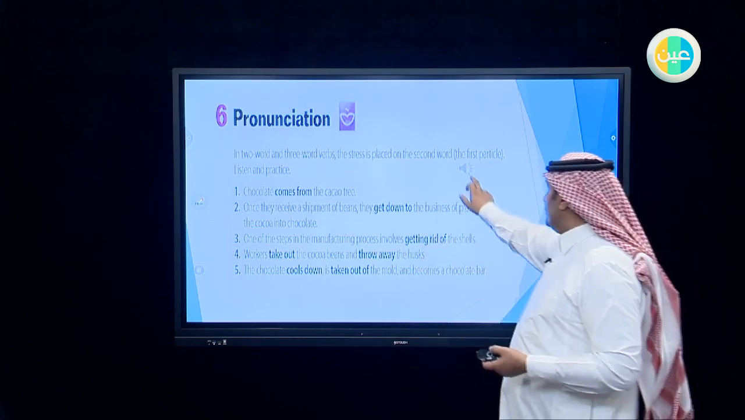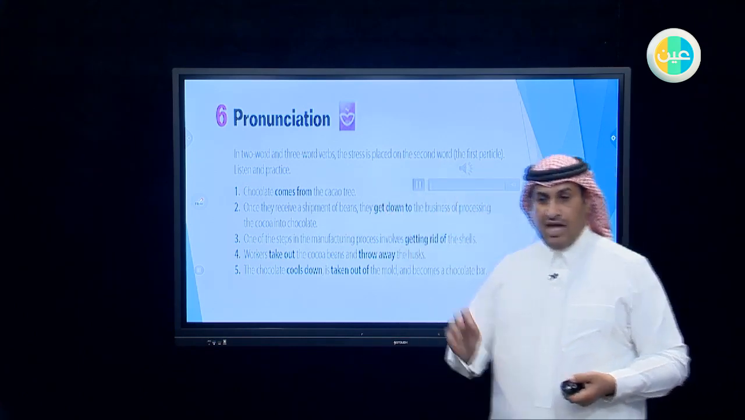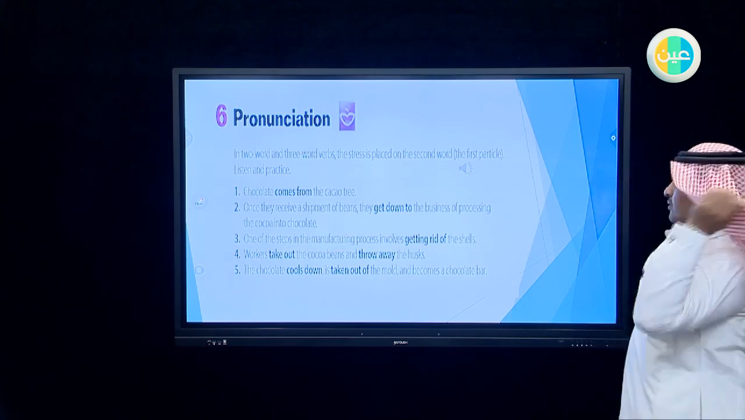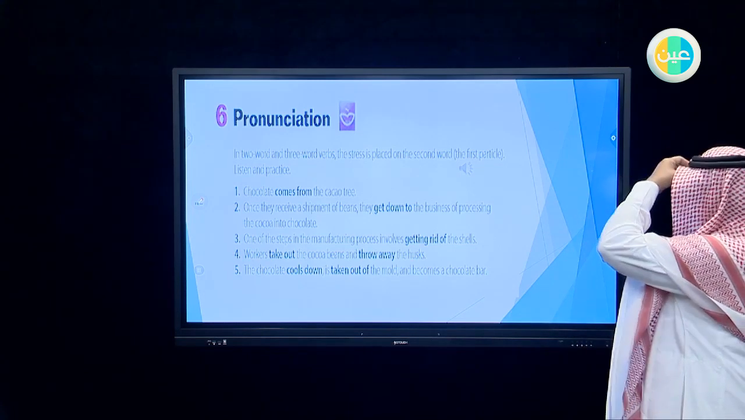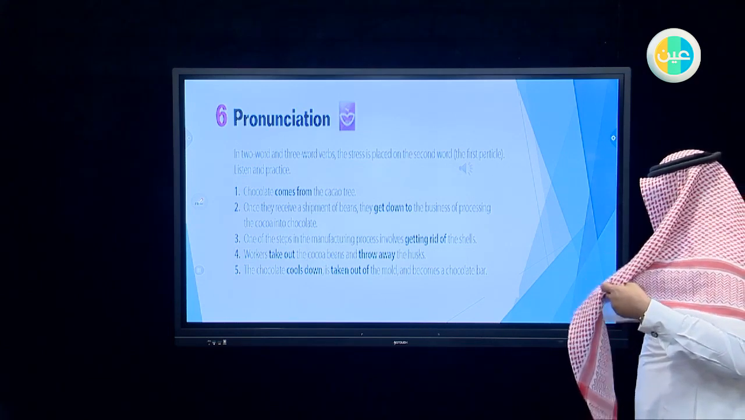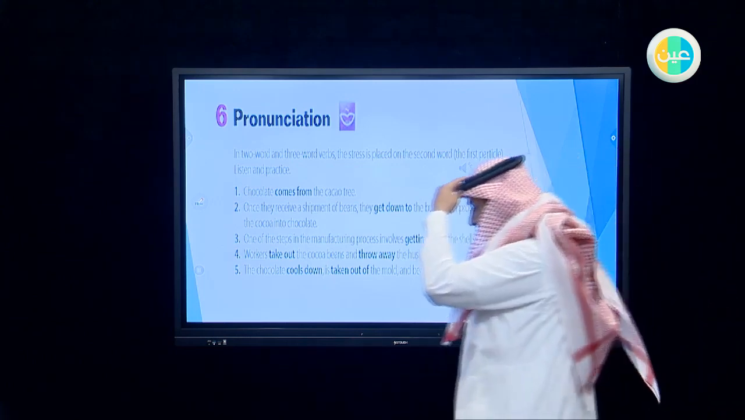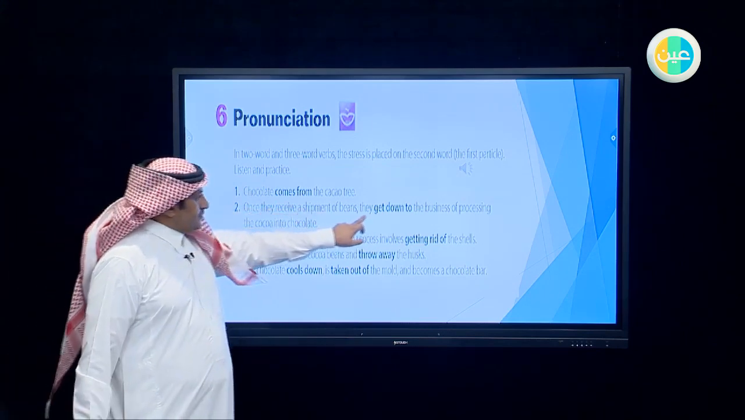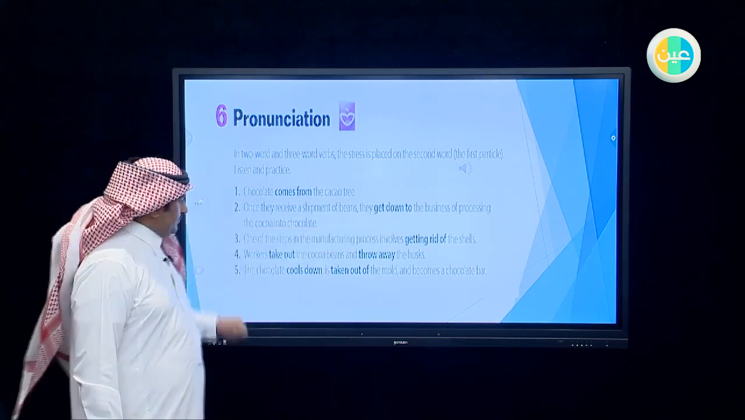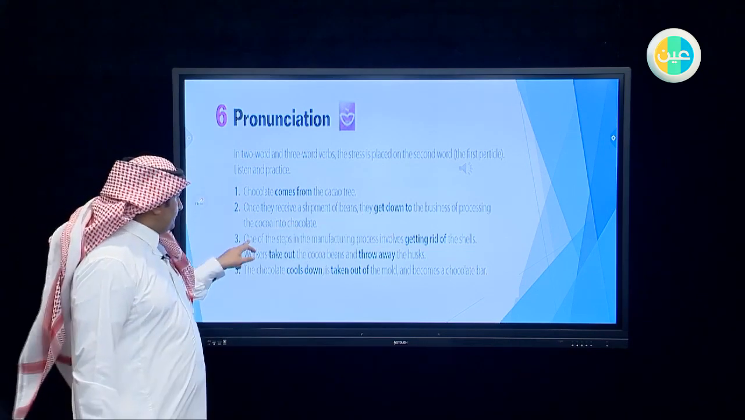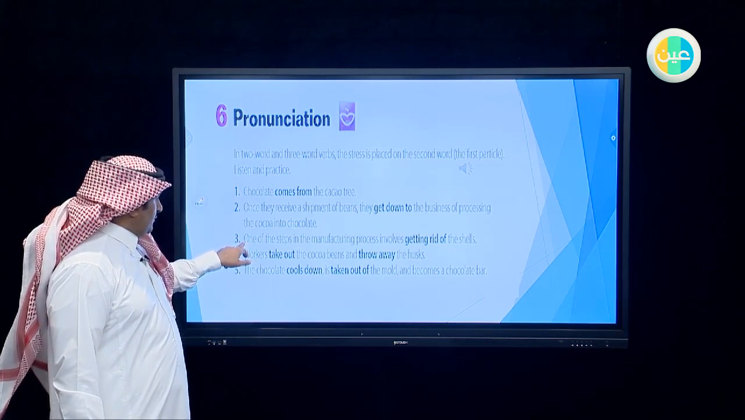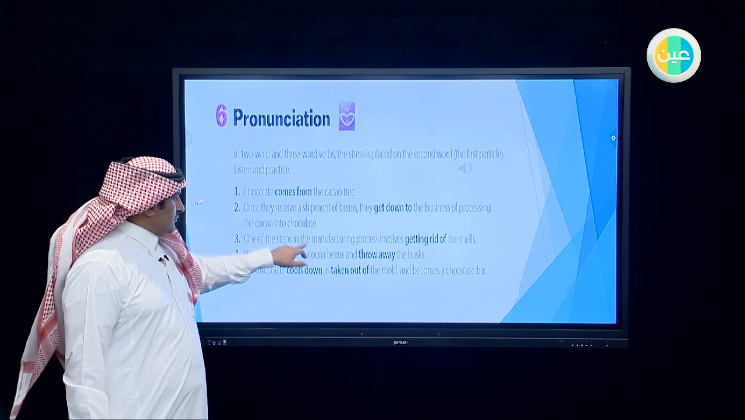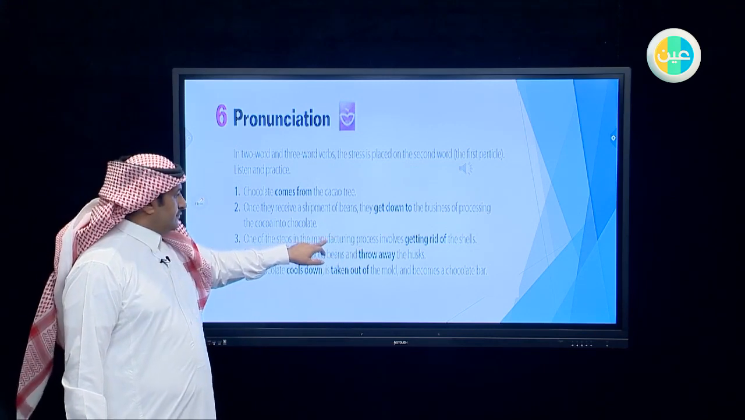Okay, we have to listen to this, ladies and gentlemen. Listen to it carefully and pay attention. In 2-word and 3-word verbs, the stress is placed on the second word, the first particle. Listen and practice. 1. Chocolate comes from the cacao tree. 2. Once they receive a shipment of beans, they get down to the business of processing the cocoa into chocolate. 3. One of the steps in the manufacturing process involves getting rid of the shells.